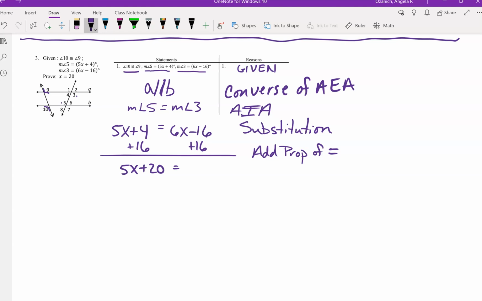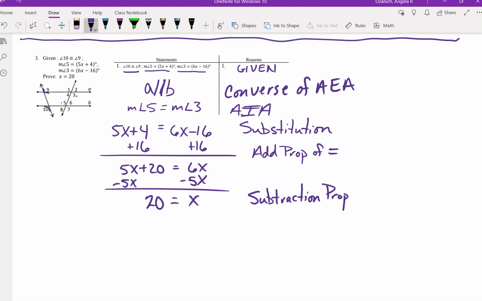is equal to 6x. If I subtract 5x from each side, guess what that's called? That's called the subtraction property of equality. And you have just conducted a proof.